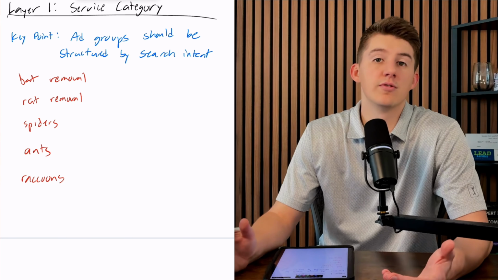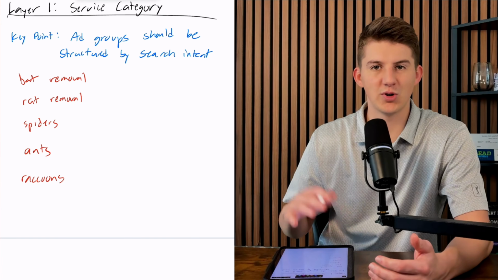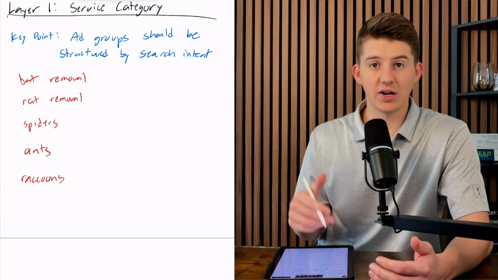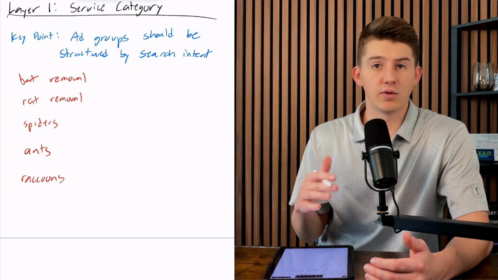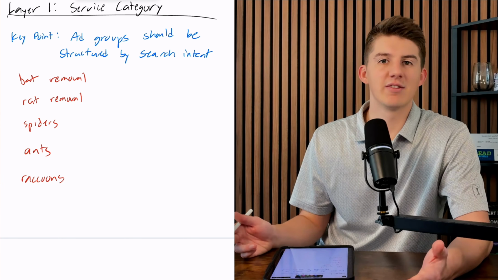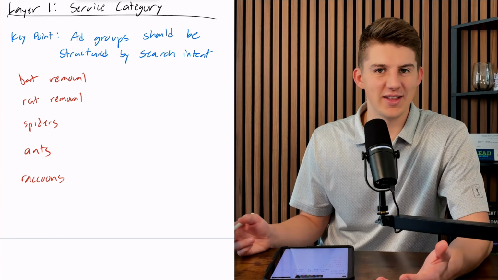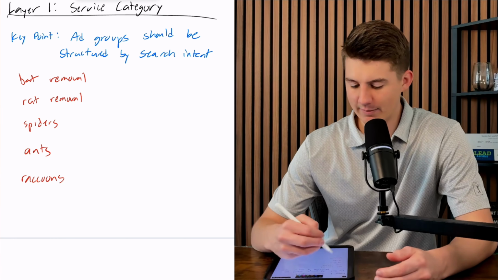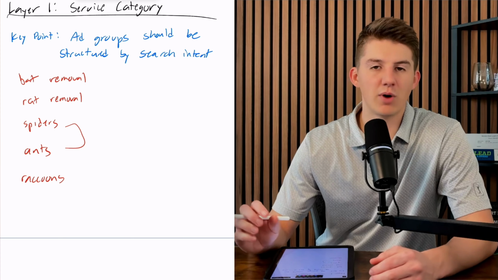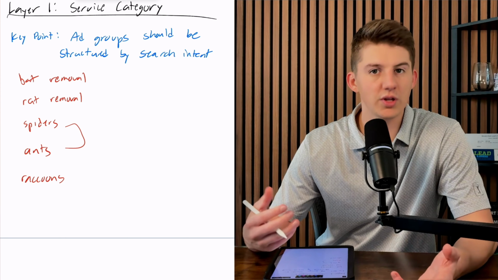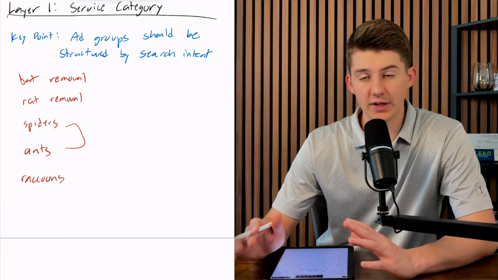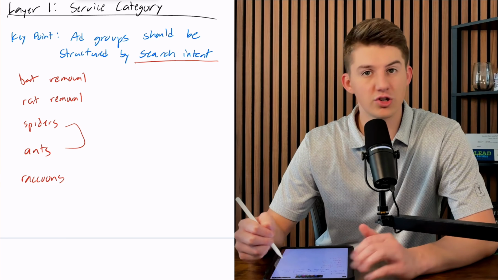Now you can go too far with this. I picked pest control because it's pretty clear the different service categories. Now let's say I'm doing ants versus red ants. Well, you don't need a different ad group for red ants. It's similar enough that you don't need to do that because the intent is the same. And a lot of the time spiders and ants can even go together. You know, the smaller bugs can even go together in ad groups. It's really up to you how much you want to split it up. But ultimately, the most important part is keeping search intent the same.